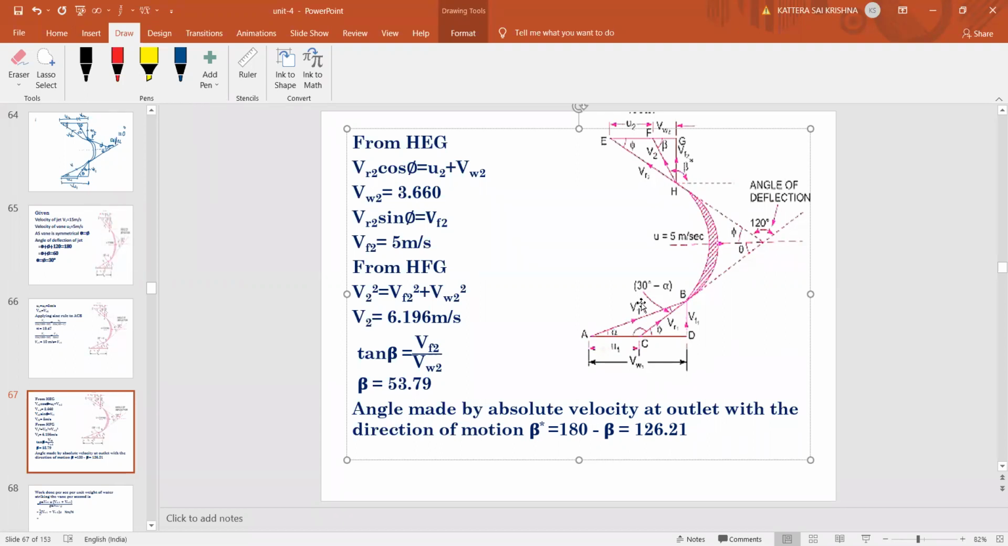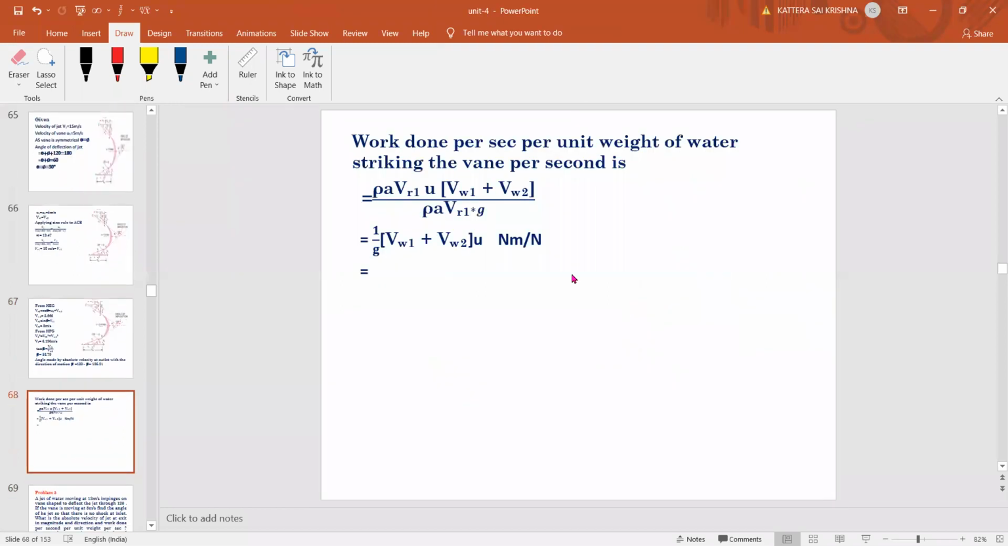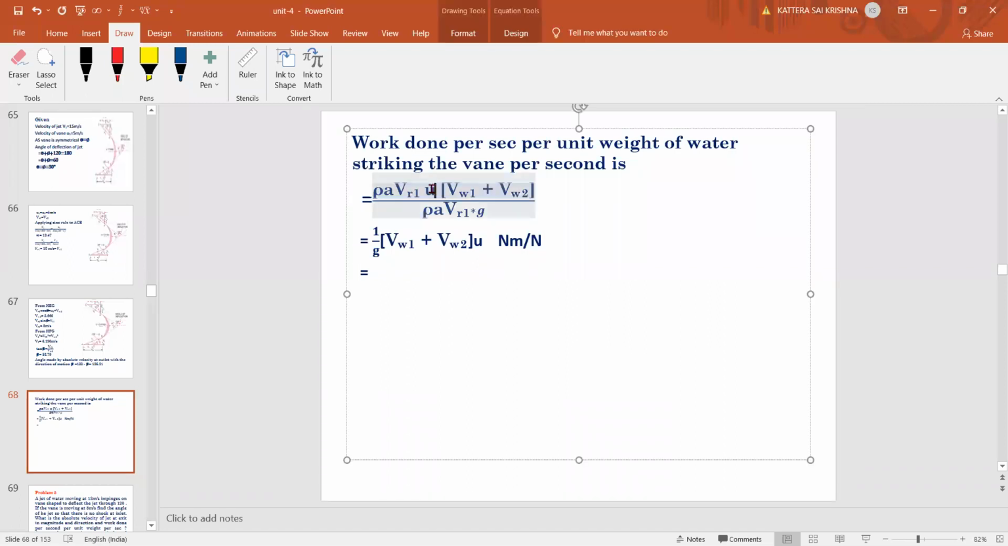Right, after finding beta star, finally he's asking us to find the work done per second per unit weight of water striking the vane per second. We already know work done is nothing but force Fx into U. The Fx formula is rho A VR1 into VW1 plus VW2, into U. If you do, you will get work done per second. So work done per second divided by weight. Weight is nothing but M into G. M is nothing but rho A VR1 into G. So rho A VR1 and rho A VR1 get cancelled. So finally, the work done per weight will be 1 by G into VW1 plus VW2 into U.